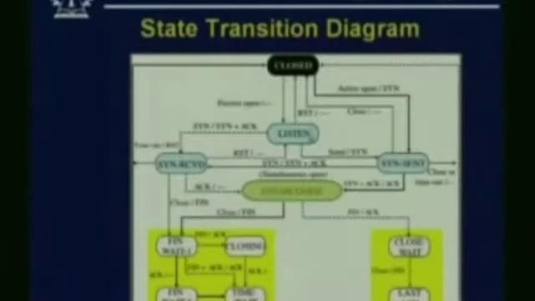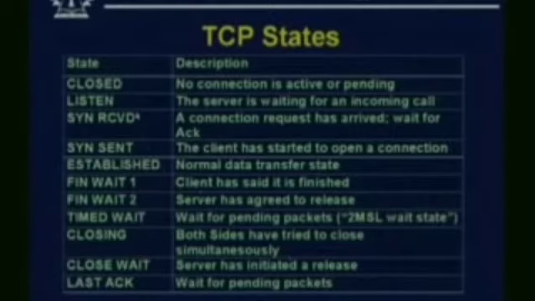Through a state diagram. This is the state diagram and these are the different states. So let us just quickly look at this. The state and the description. One is of course closed, that means no connection is active or pending. The other is listening, maybe the server is waiting for an incoming call. SYN received, that somebody has made a request, a connection request has arrived, wait for acknowledgement.